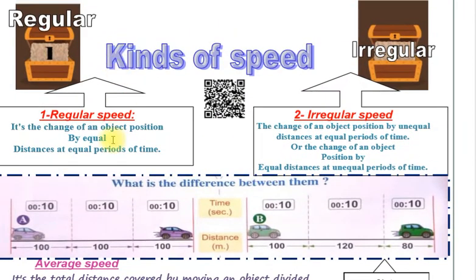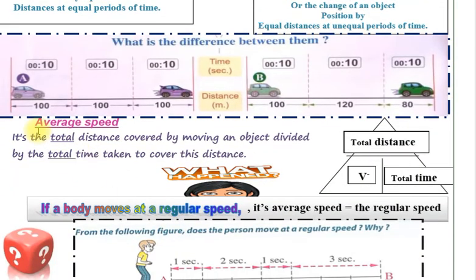But how can we calculate the regular speed? The regular speed is uniform speed. So we can calculate the regular speed by the original law: distance divided by time. But what about the irregular speed? Irregular speed can be measured by the average speed. What is the average speed?